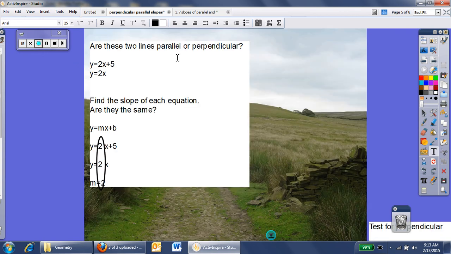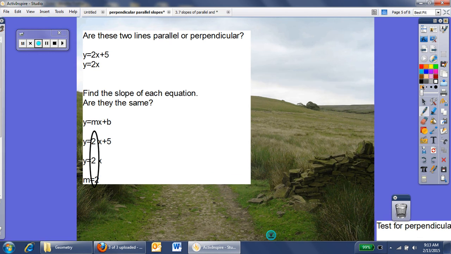Are these two lines parallel or perpendicular? Make sure to write this in your notebook. So equation 1 says y equals 2x plus 5, and equation 2 is y equals 2x. We can pretty quickly see that they have the same slope. The coefficient before the x, the slope, you can see here is 2, and then the second one is 2. Both of them have a slope of 2. So yes, these are parallel since they have the same slope.